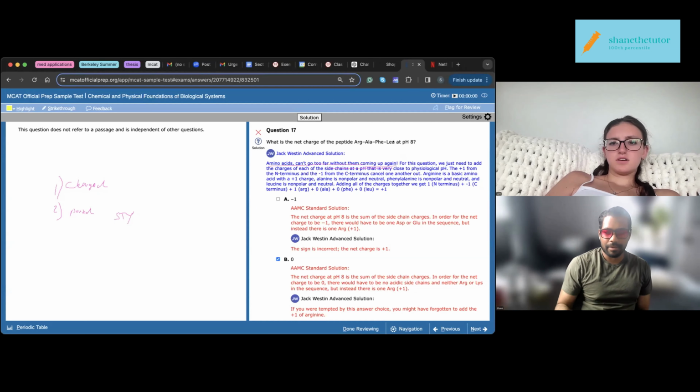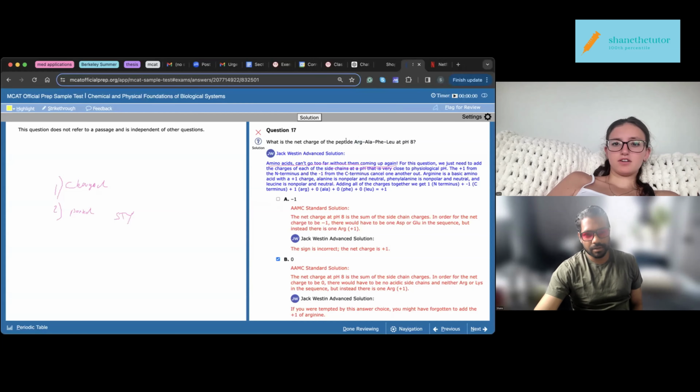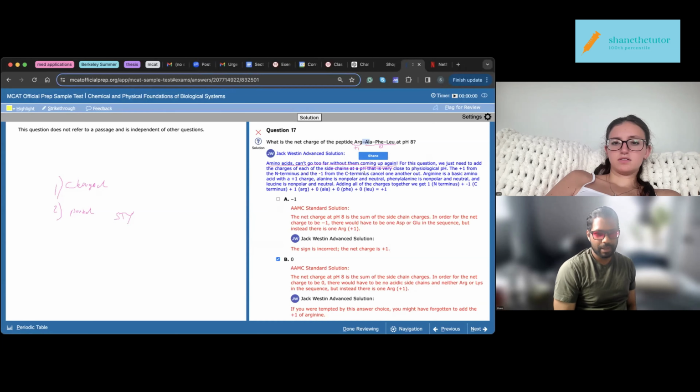So leucine is non-polar, right? Correct, so it's a 0. And alanine is in the same group. So arginine is +1, leucine is 0, alanine is 0. These are all non-polar, so they don't have charges. But arginine is basic, so it has a plus charge. So it's +1.